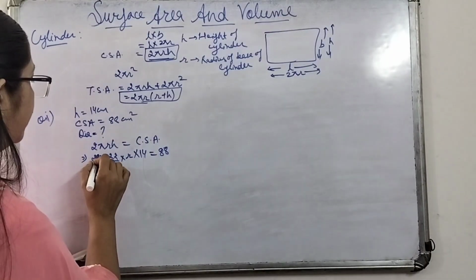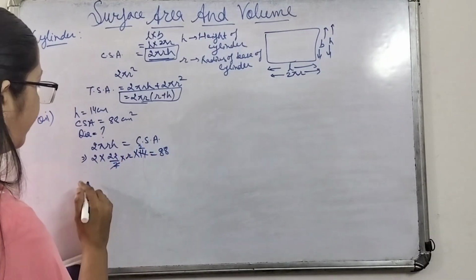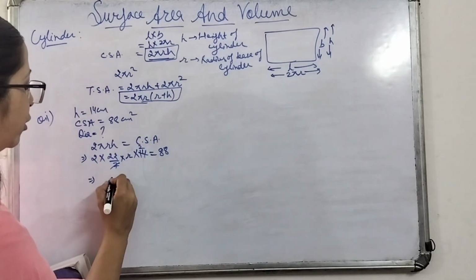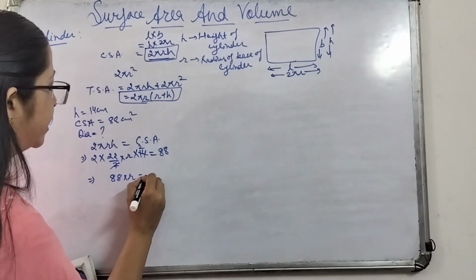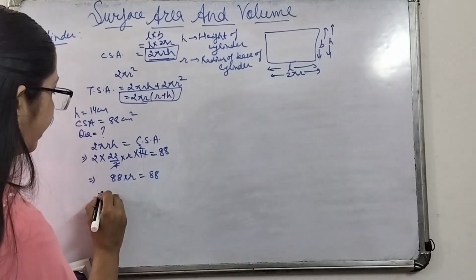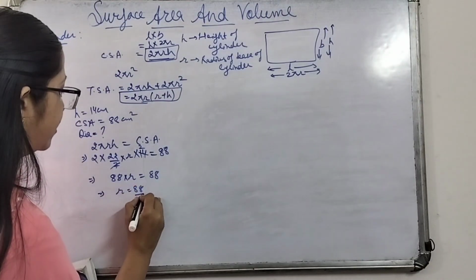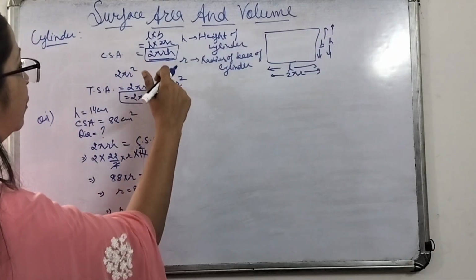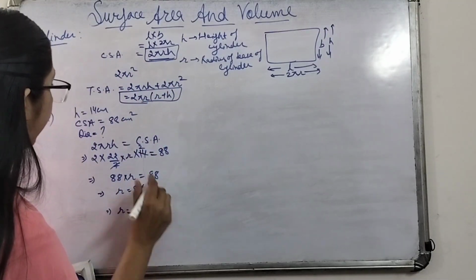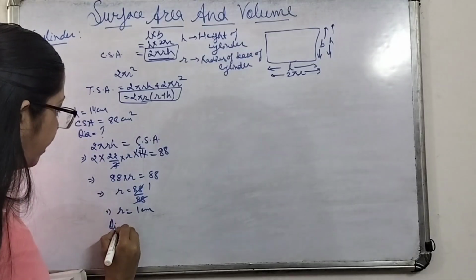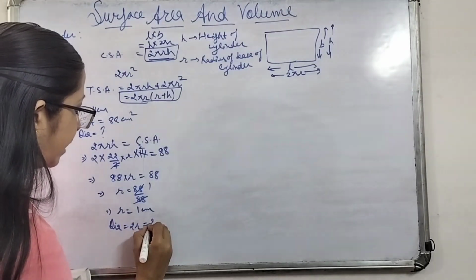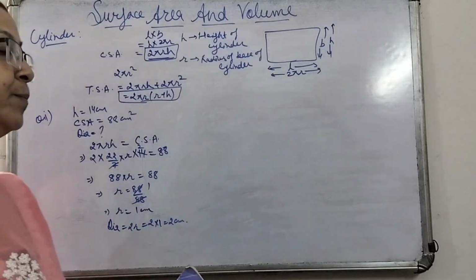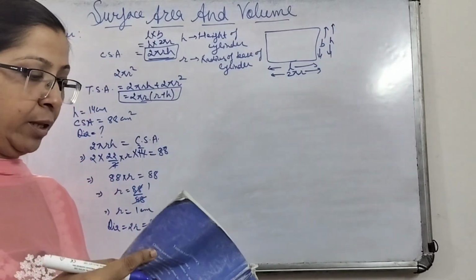Now see over here, 7 two times is 14, and 2 multiplied by 2 will be 4. 4 multiplied by 22 will be 88, into r is equivalent to 88. So we can say r will be 88 divided by 88, that is 1. So the value of r is 1 centimeter. And the diameter is asked, so the diameter will be 2 times the radius, that is 2 multiplied by 1. 2 centimeter will be the diameter of the base of the cylinder.